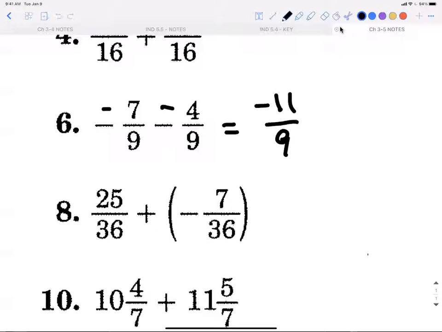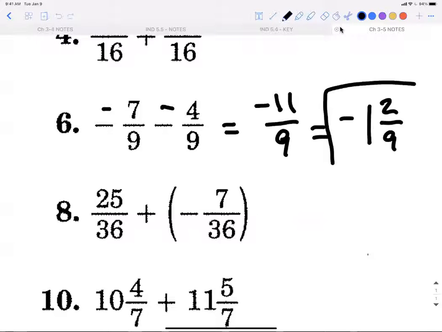Yes. Yes. Sorry, I got distracted on erasing my own scribbles. And now it's a negative, right? So we're going to leave it a negative. 9 goes into 11 once with 2 left over, and then we keep the denominator. So there's our final answer as a mixed fraction.